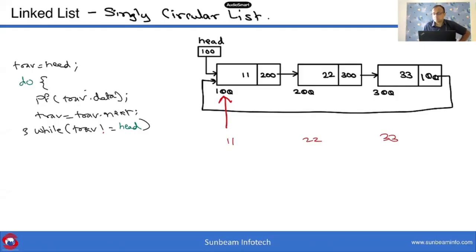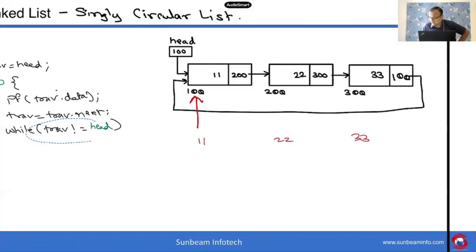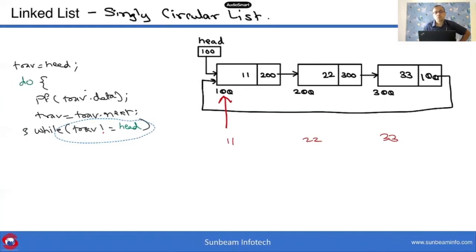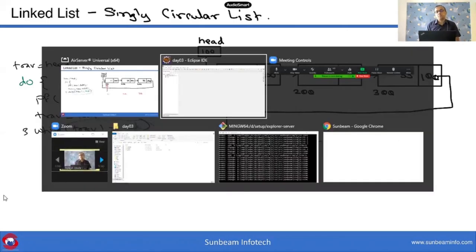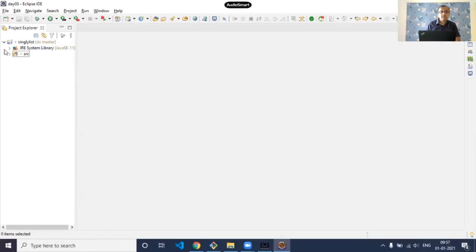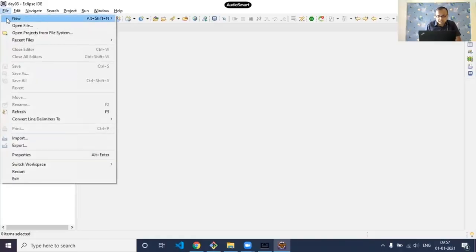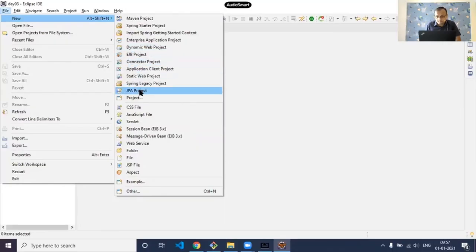So when exactly do I want to stop? I want to stop when trav becomes head, right? And that is the reason the condition was written: while trav is not equal to head. That is something in front of you. Let us just go ahead, do the necessary modifications into the code, and then come back and think of the special cases as well, if any.